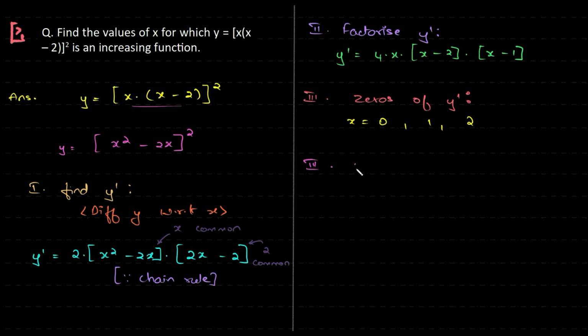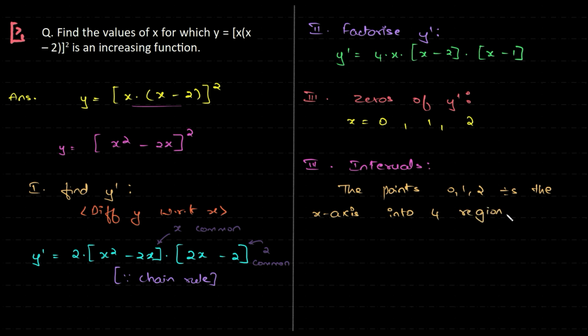The next would be to find the intervals. So with this knowledge we can find the intervals. So the points 0, 1, 2 divide the x-axis into 1, 2, 3, 4 regions, right? So starting off with minus infinity to 0, 0 to 1, 1 to 2, and 2 to infinity, right?